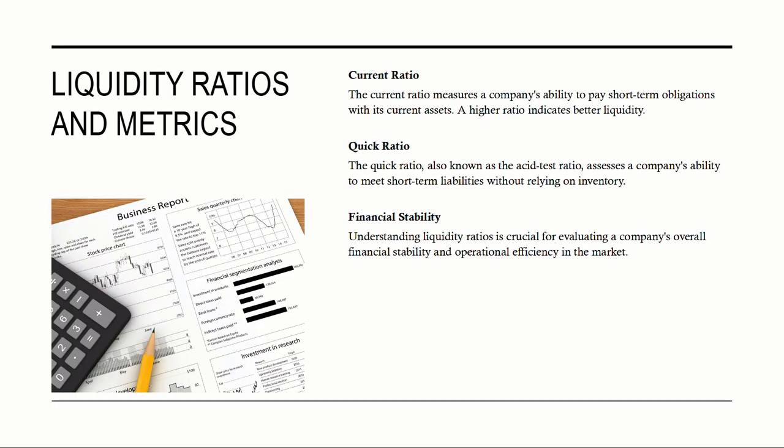Liquidity ratios and metrics. Current ratio. The current ratio measures a company's ability to pay short term obligations with its current assets. A higher ratio indicates better liquidity. Quick ratio. The quick ratio, also known as the acid test ratio, assesses a company's ability to meet short term liabilities without relying on inventory. Financial stability. Understanding liquidity ratios is crucial for evaluating a company's overall financial stability and operational efficiency in the market.